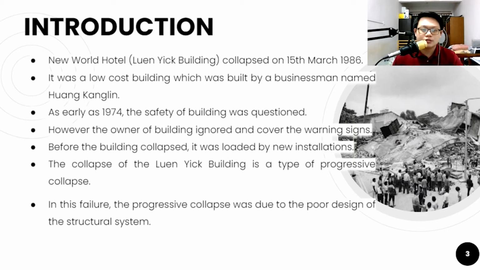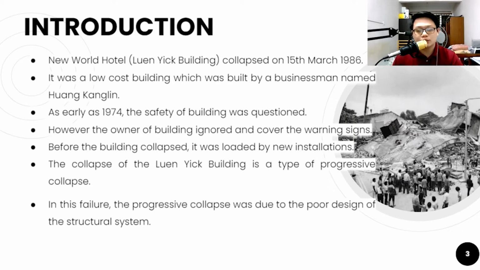As early as 1974, the safety of the building was questioned. However, the owner of the building ignored and covered up the warning sign. Before the building collapsed, it was loaded by new installations, including a water tank, 2 water heaters, a cooling tower, condensing units of the air conditioning system, and another 15 tons from the tiling of the building.